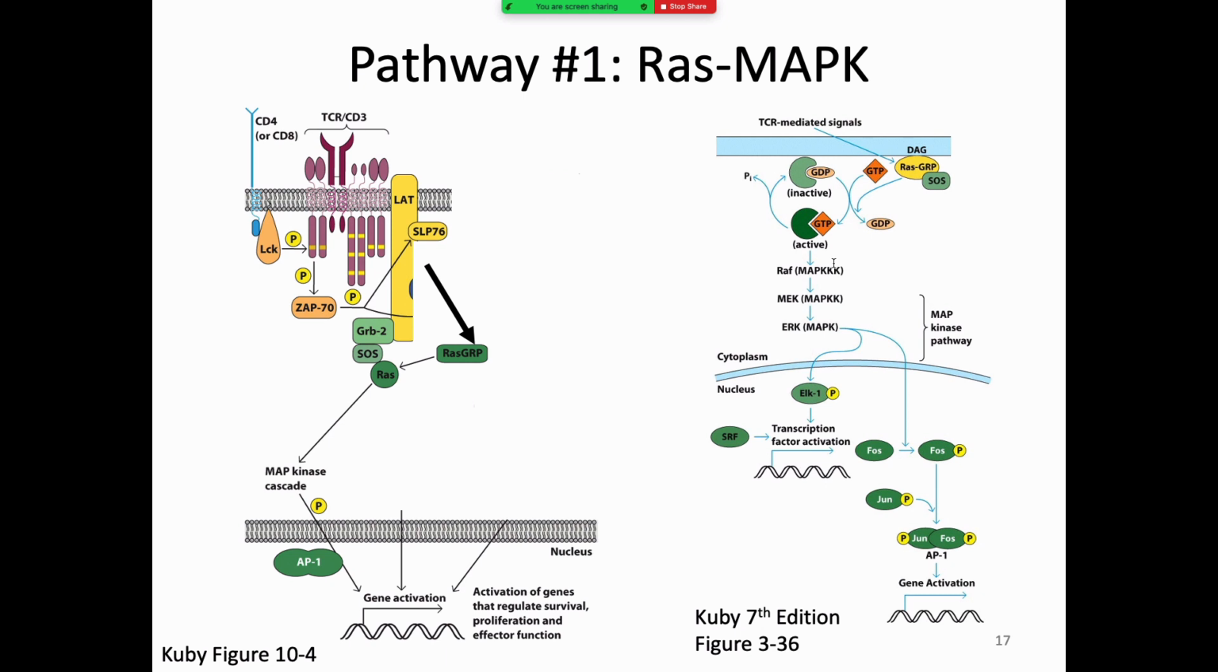If you look at this image from your textbook, one of the things that is turned on by LAT and SLP76 is Ras, which will then start this whole cascade. So Ras is the first thing that can be turned on downstream of our adapters, and that will turn on this MAP kinase pathway.